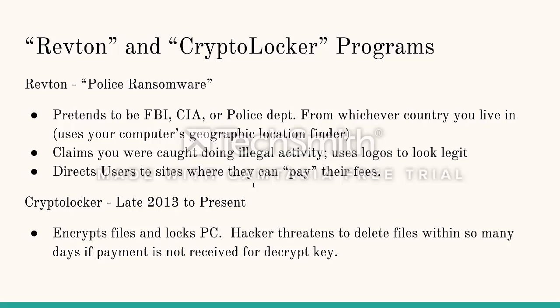Okay, so the more advanced versions of these ransomware programs were found in Reveton and CryptoLocker, what they're called. So what does Reveton do? Well, they call this police ransomware. In other words, it pretends that it's the FBI, the CIA, or a police department. So if you're in France, it's the French police department, or the Japanese police department, whichever country you live in. Basically, it uses the GPS locator on your computer, or where you're getting a connection to the internet, and then it puts the appropriate picture up there for whatever police force is in your country.